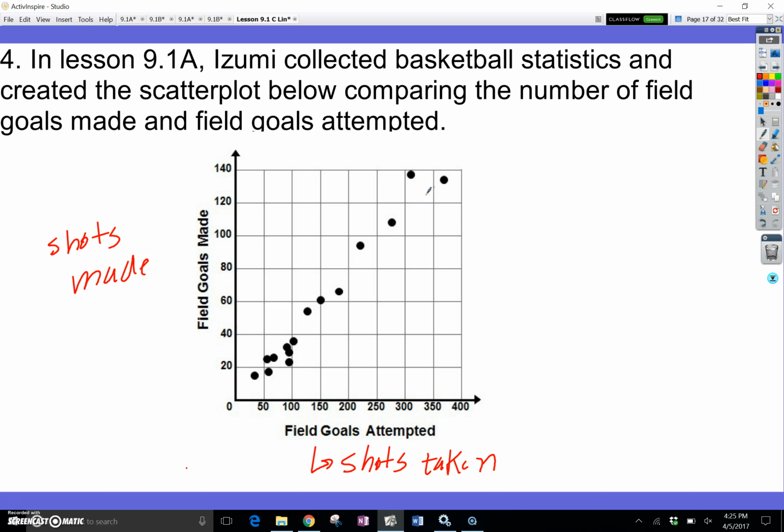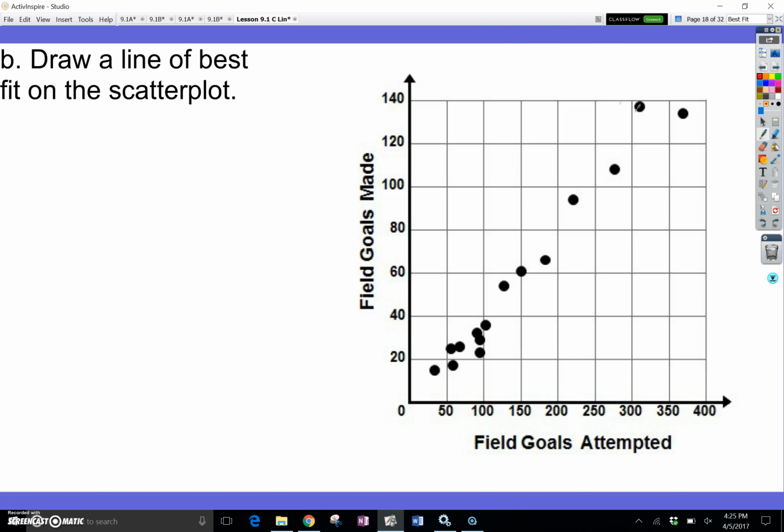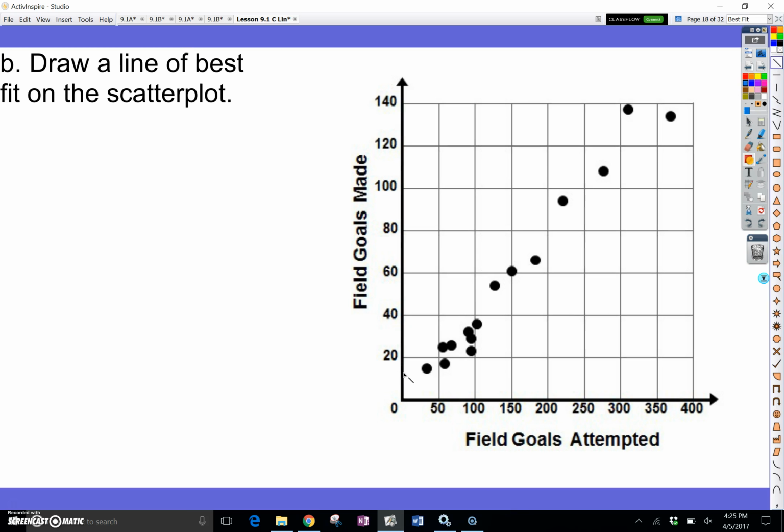And you can see it's kind of a positive correlation. It's going up. So I want us to draw a best fit line here as well. Let's go ahead and draw a best fit line. And it would look something like this.